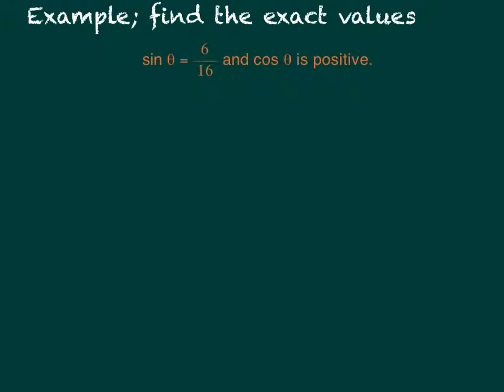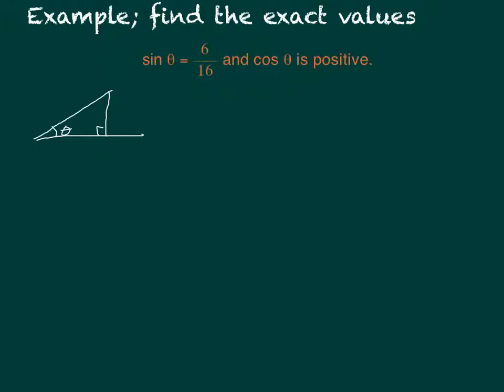Okay, now we want to find the exact values of the other trig functions, given this information. So we know that sine of theta is 6 over 16. We are not going to simplify these. We're just going to leave them as that. So sine is 6 over 16, and cosine is positive. So what that tells me is if I'm going to create a triangle with my theta being my angle measure, then I'm going to be going towards the right on my axis, and then I'm going to go up because the sine is also positive. So that is going to be the triangle I'm looking at.